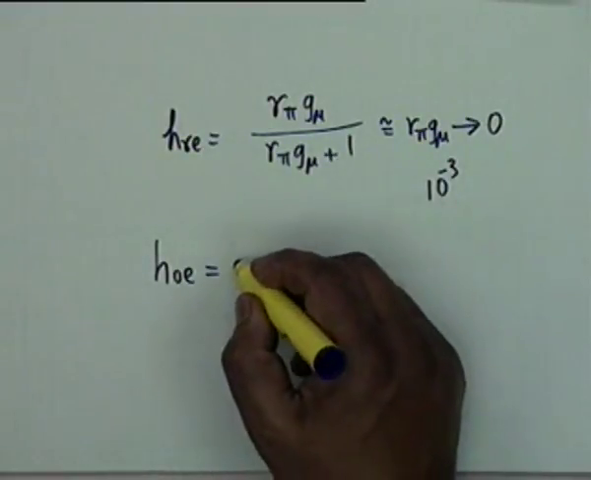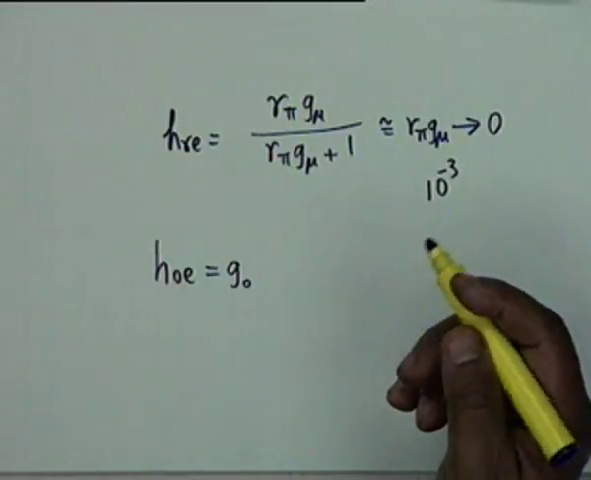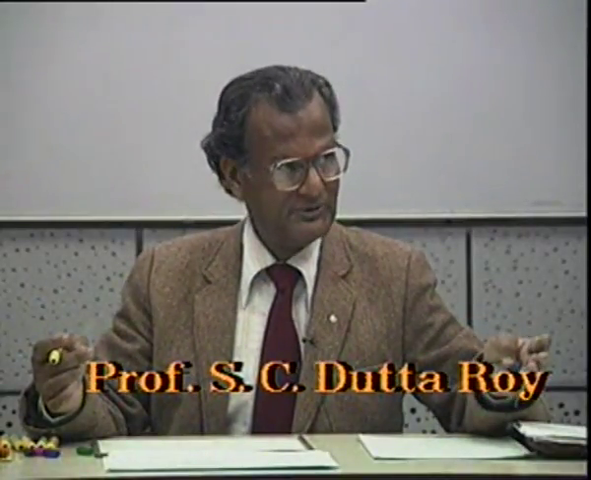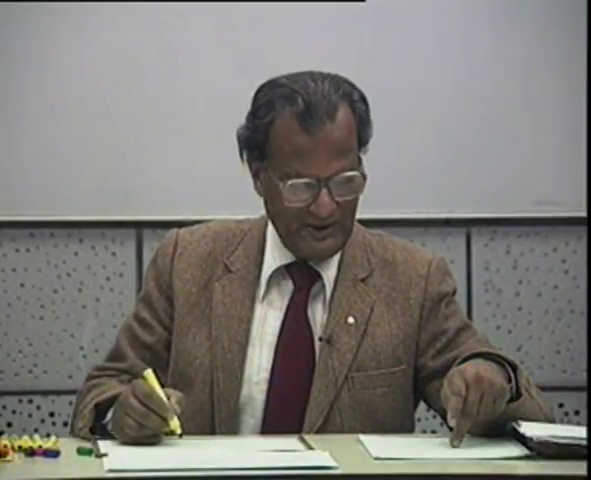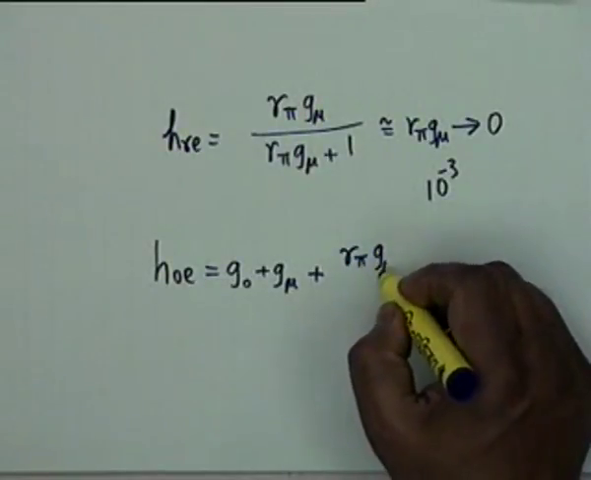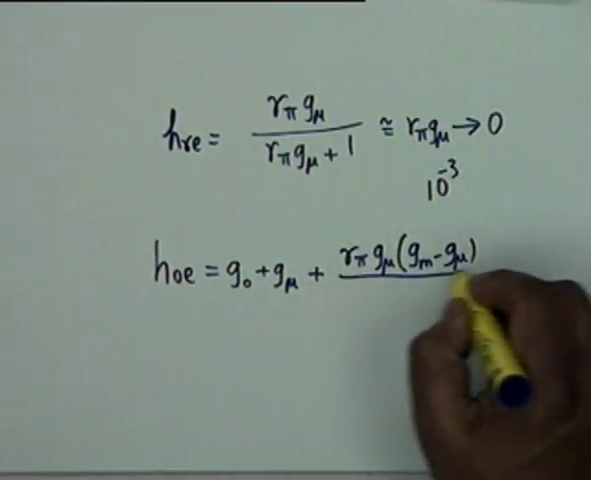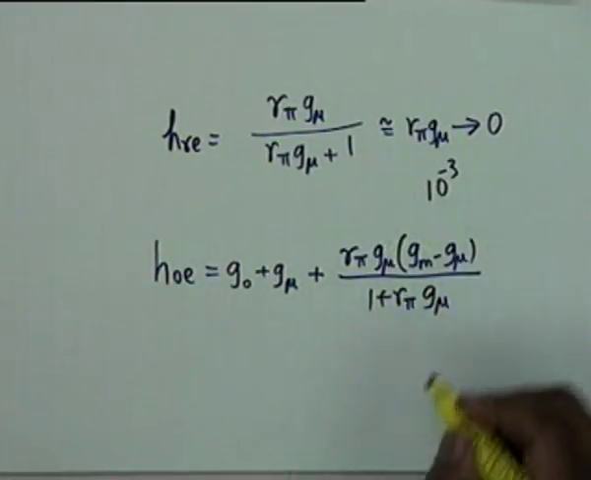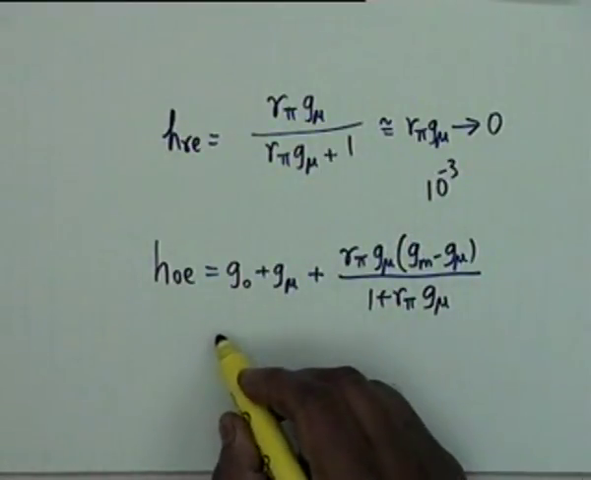HOE, you can show, this is not a very simple exercise. For HOE you have to connect a voltage source at the output and find out the current by open circuiting the input, and this comes out as G0 plus G mu plus r pi G mu. It's a fairly elaborate expression. As I said, I shall check whether you have done this yourself or not. I leave this to you as an exercise, and I have my own ways of checking.